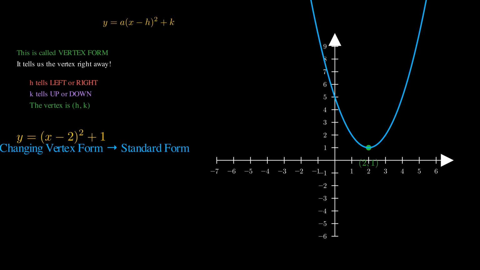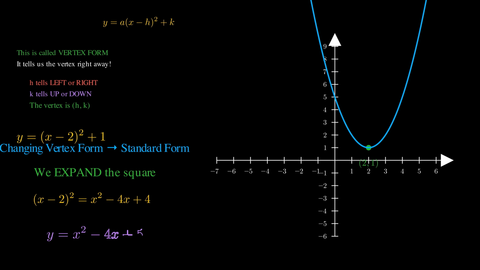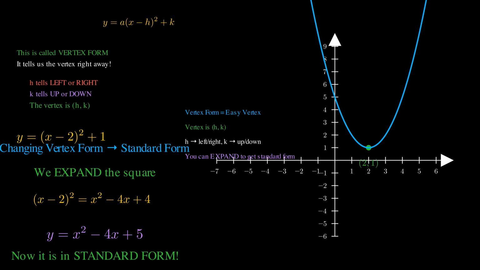Sometimes we need to change vertex form into standard form. To do this, we expand the squared expression. X minus 2 squared becomes x squared minus 4x plus 4. Then we simplify everything, and the equation becomes y equals x squared minus 4x plus 5. As you can see, my y-intercept is 5, so it becomes easier to graph. Vertex form makes finding the vertex easy. The vertex is always written as h, k.